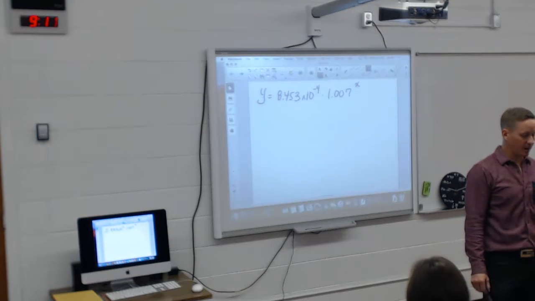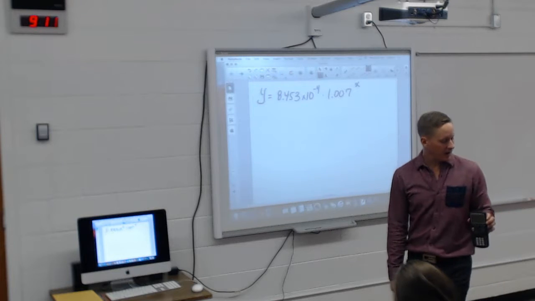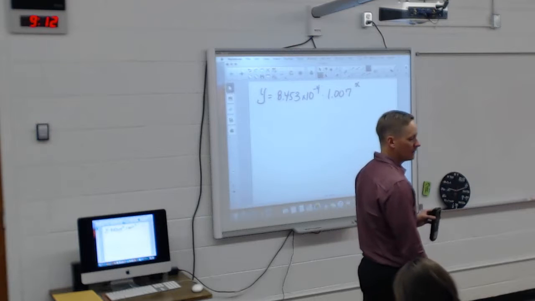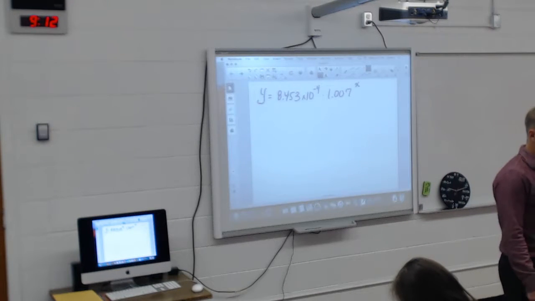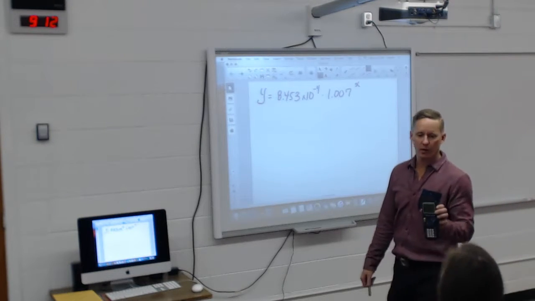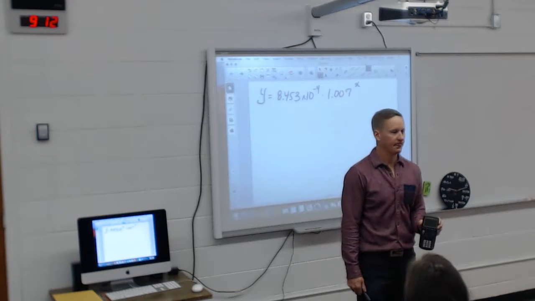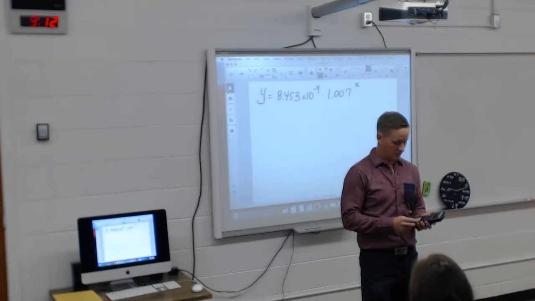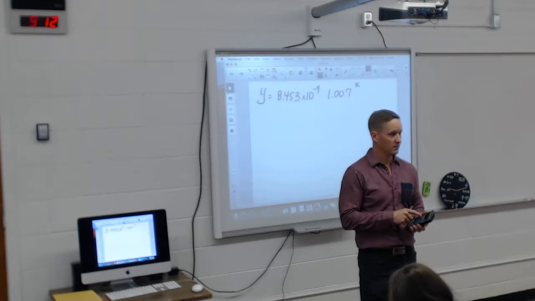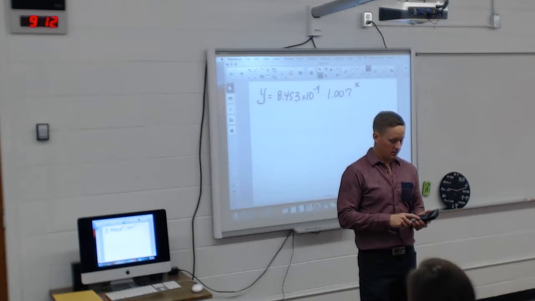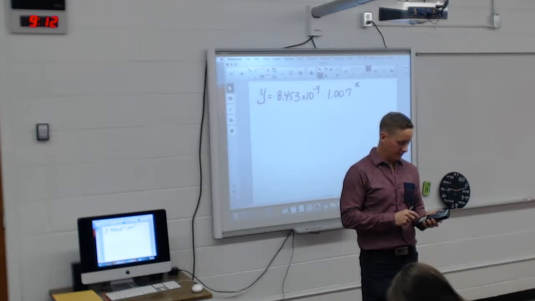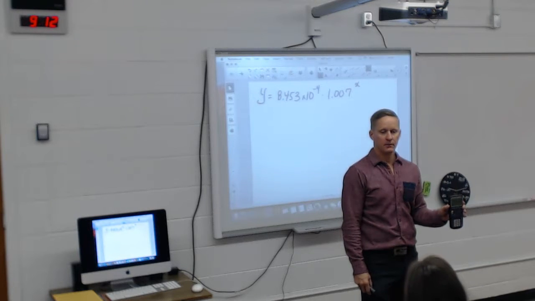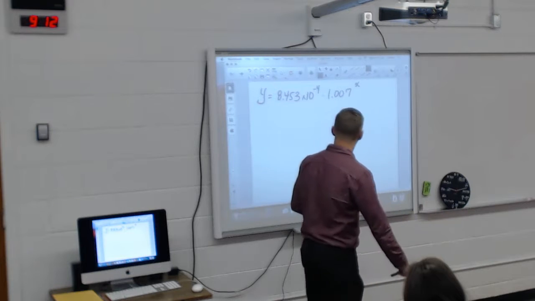Assume the same growth as in part B. Estimate the population when it will reach 1.5 million people. 1,500,000. How do I go about this? Make another line. You put y equals whatever 1,500,000 divided by 1,000 is. Beautiful. You guys are doing great work here. Okay? And I hit graph.